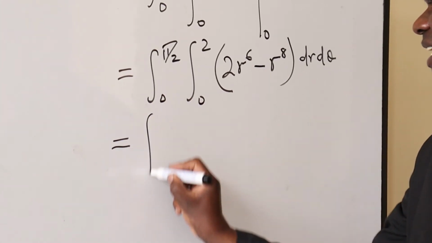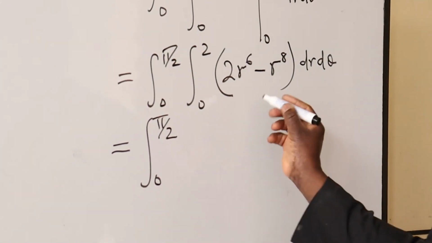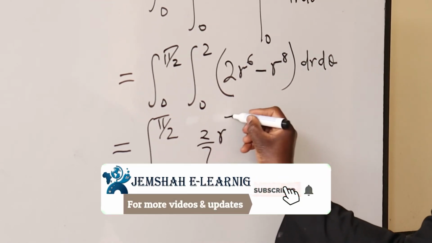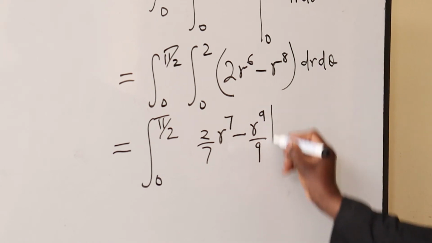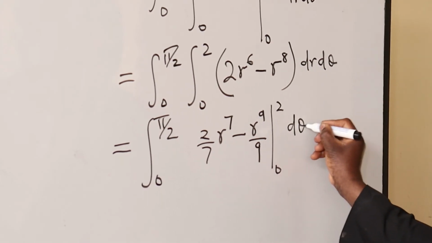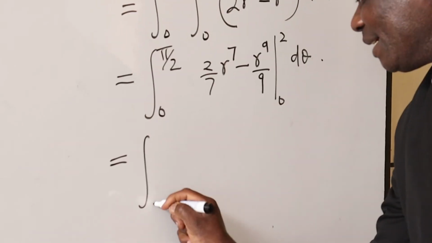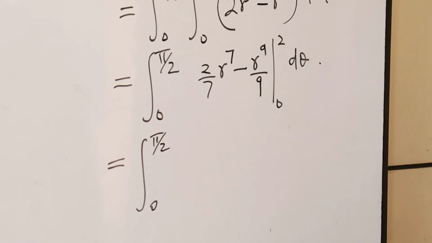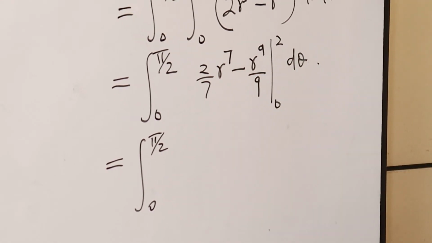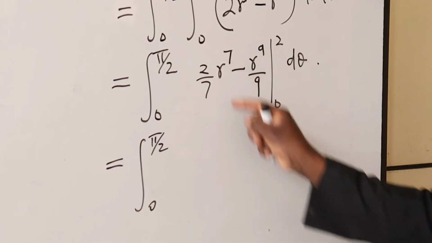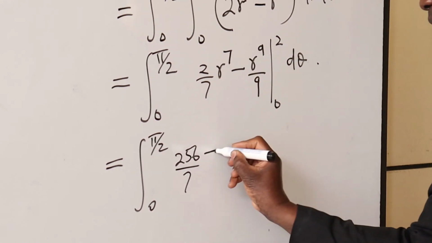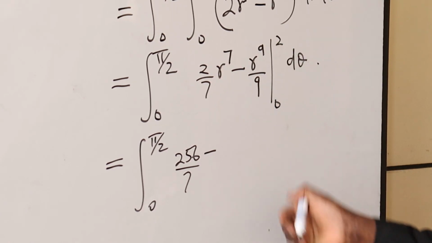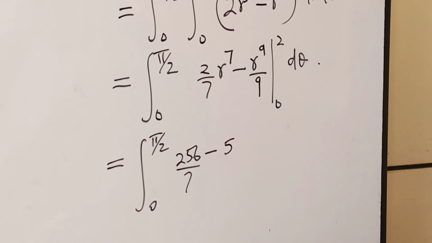When we integrate this further, we get, from 0 to pi over 2, 2 over 7 r to the power 7 minus r to the power 9 over 9. Then we input the limits 0 to 2, and we remain with d theta. Inserting 2 to the power 7, that is 128, times 2 gives 256 over 7, minus 512 over 9.